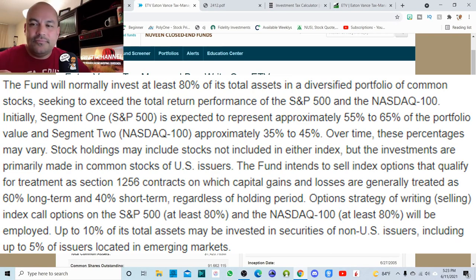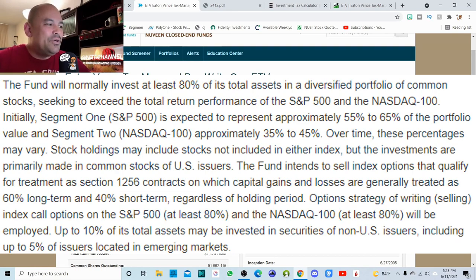Now, when I see that, I go, yeah, right. They probably won't. They just seek to do it. That's why it says seeking to exceed. They probably will never do it, to be honest with you, especially paying out an 8% distribution every month. Well, 8% annual distribution paid out every month. But this is an income fund, and it's tax managed. So we'll talk a little bit about that, too.